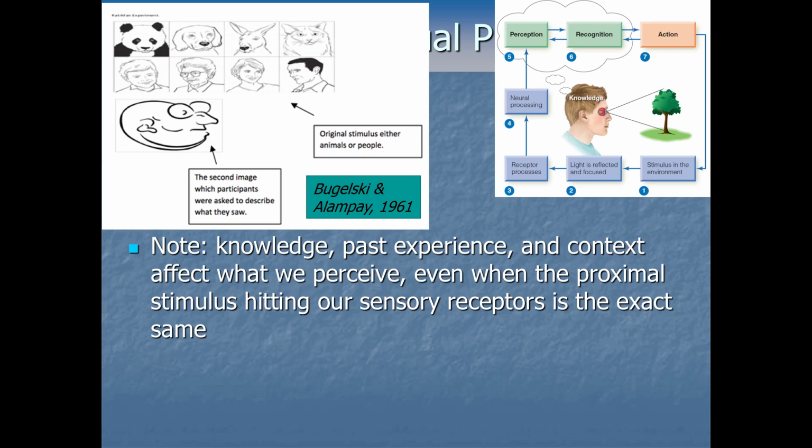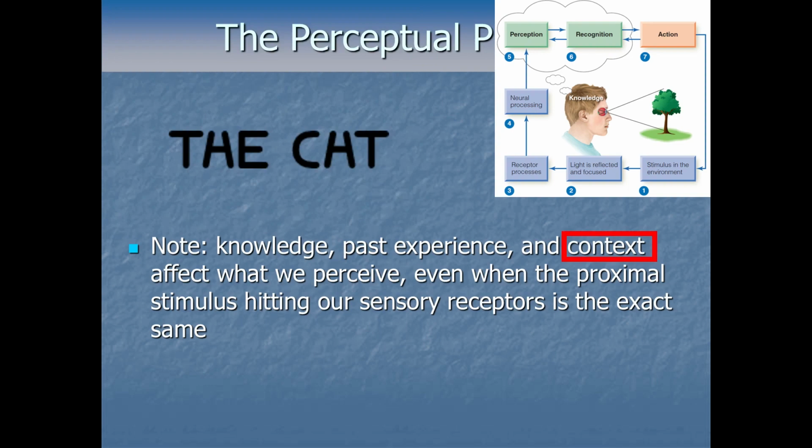What we perceive takes into account that knowledge, past experience, and so on. Another good, more famous, simple example would be this, the cat, as drawn here. Most people see the middle here as an H, or the middle here as an A, even though it's the exact same proximal stimulus. The context makes our brain easily see it as something else, especially if you don't see them side by side.